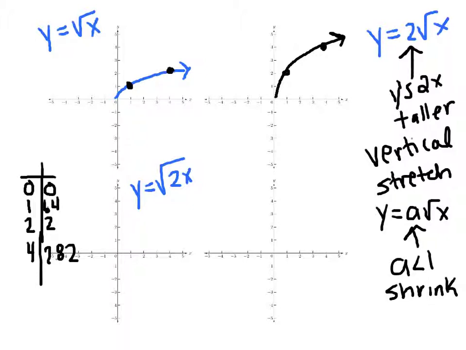Now on the next example, the square root is inside. And so in this case, when I take a look at the table, I still have a point at 0, 0, 1 is at 1.4, 2 is at 2, 4 is at 2.8. So it does get stretched a little bit, but it doesn't get stretched as much. But we don't refer to it as a vertical stretch, we refer to it as a horizontal shrink.